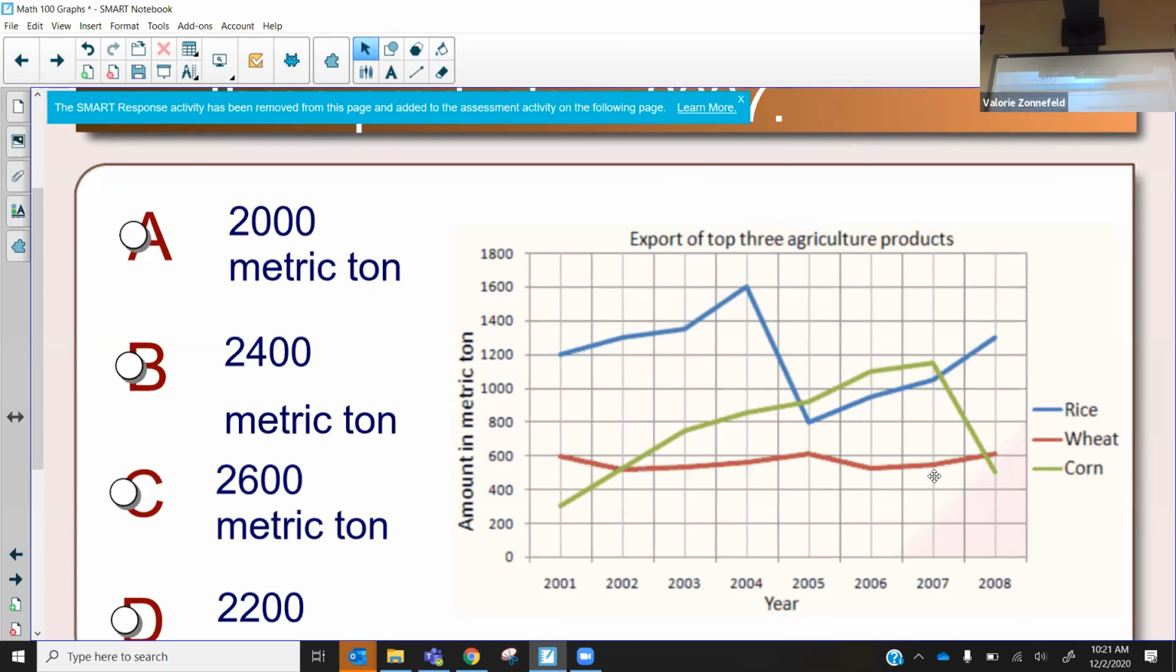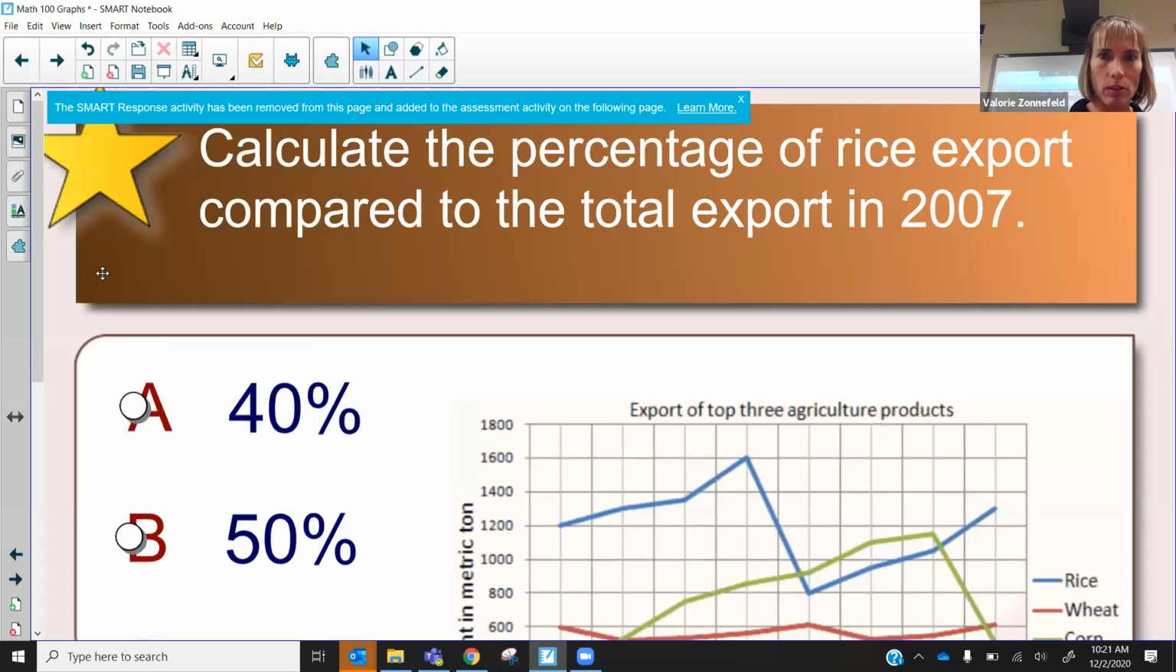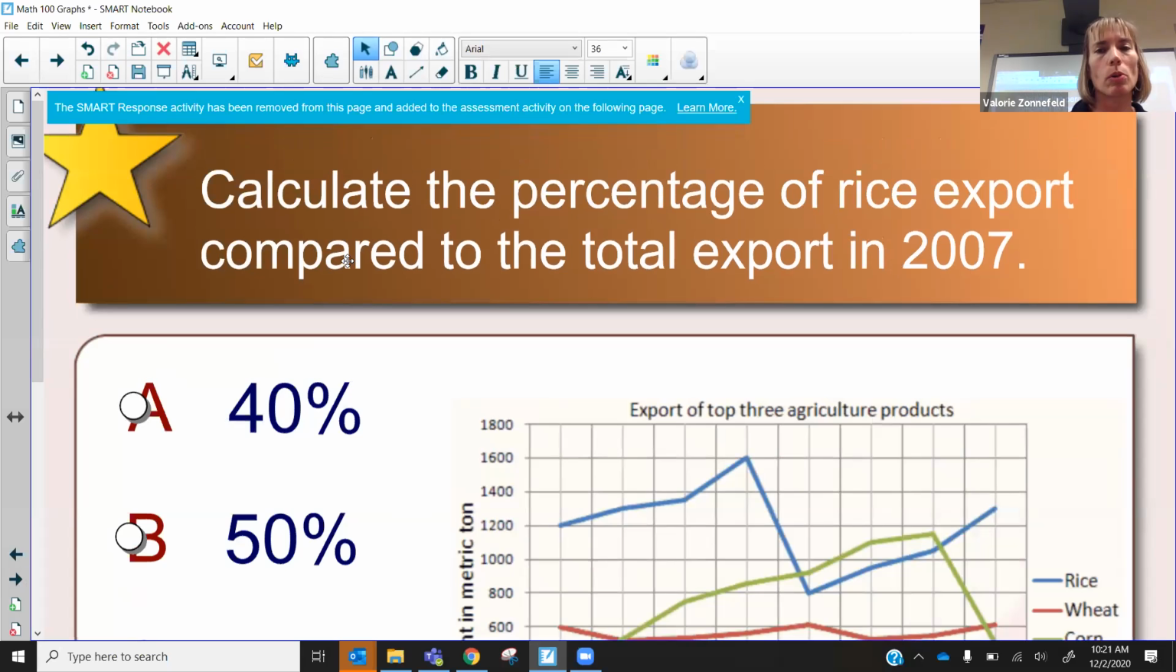So we're gonna go with Jonah's answer because we're gonna need that on our next slide. So 2680, so 2,680 metric tons. So C would be about the closest. Now what we need to do is calculate the percentage of rice export compared to total export.